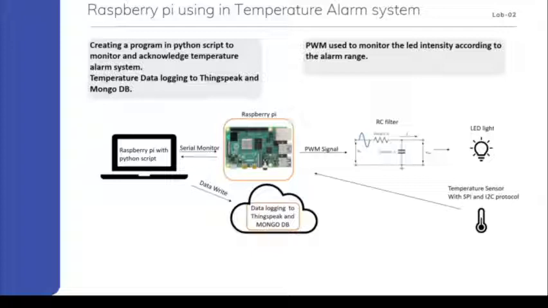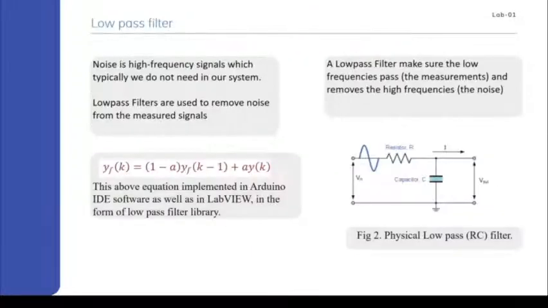I have used PWM to manipulate this LED, so that we can identify the LED intensity going up and down according to the PWM. I have also used a low pass filter to make sure the low frequencies pass through the measurement and to remove the high frequencies, so that my PWM signal will work properly.